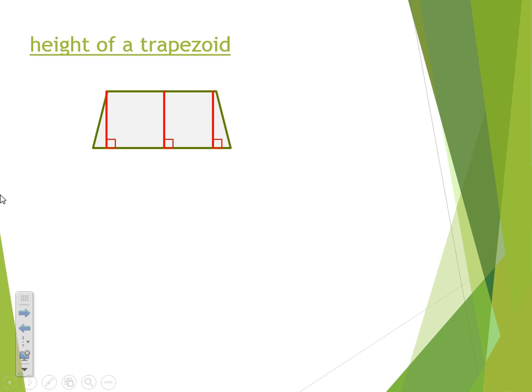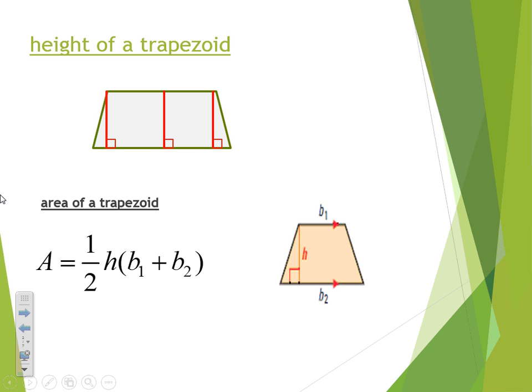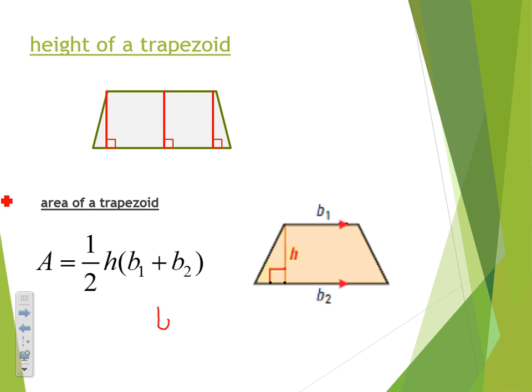Okay, so we're going to talk about trapezoids. Now, the height of a trapezoid, once again, is the perpendicular height. That's very, very important. Our height has to make a right angle. Okay, so then once we know that, we can do the area of a trapezoid. Area of a trapezoid is 1/2 the height times base 1 plus base 2. So our B's right here stand for our base.